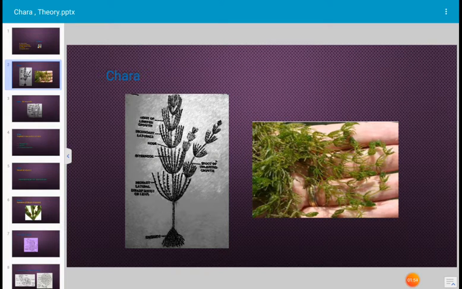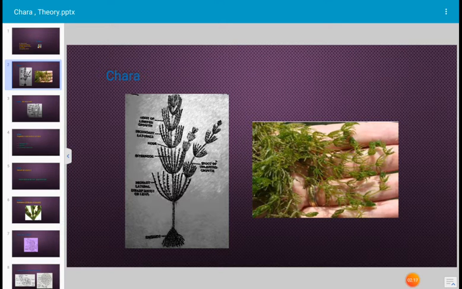Chara produces two types of branches, hence it is called a dimorphic plant. Number one, branches of limited growth or short shoots, and number two, branches of unlimited growth, or long shoots. Let us see the branches of limited growth. The branches of limited growth resemble leaves, hence these are also called leaves.